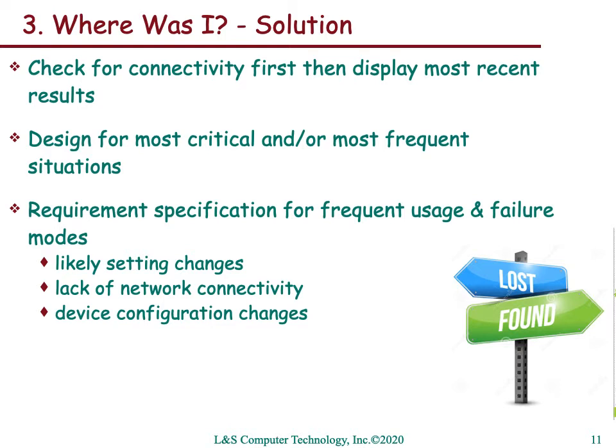We need to design for the most critical and/or most frequent situations, and to do that we need a requirement specification for frequent usage and failure modes. Things like likely settings changes, lack of network connectivity, and actions to take then, and device configuration changes. Now these are examples of usability, but that affects the end-to-end user performance, so it's actually more important than just device performance.